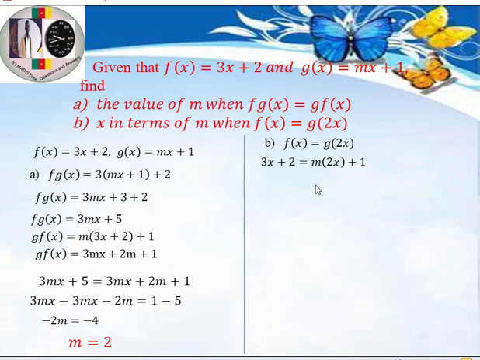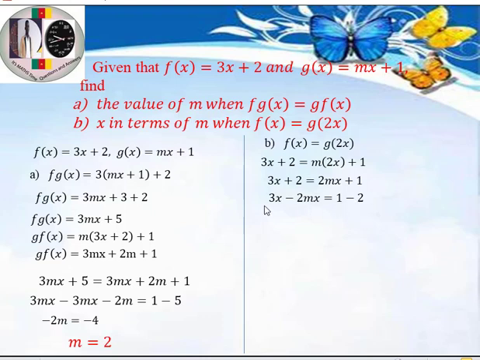So if we simplify this, we bring like terms together, terms in terms of x together. We are going to take 2xm to the other side, and we take 2 to the right hand side. So we are going to have 3x minus 2mx is equals to 1 minus 2.